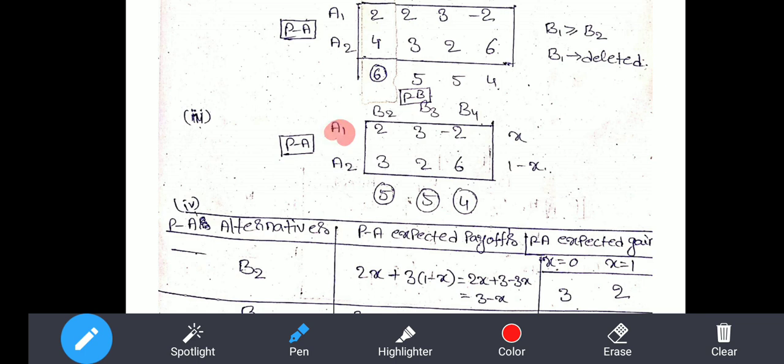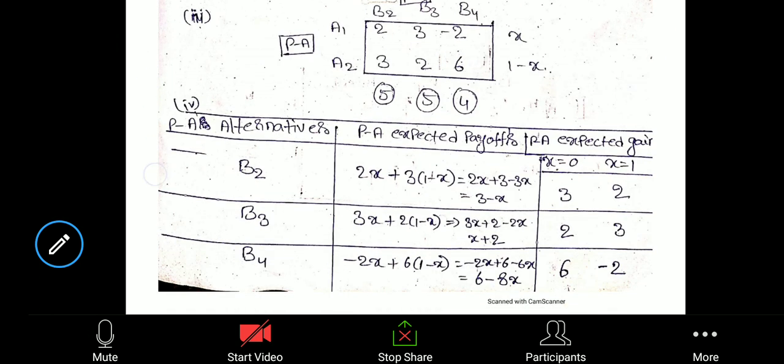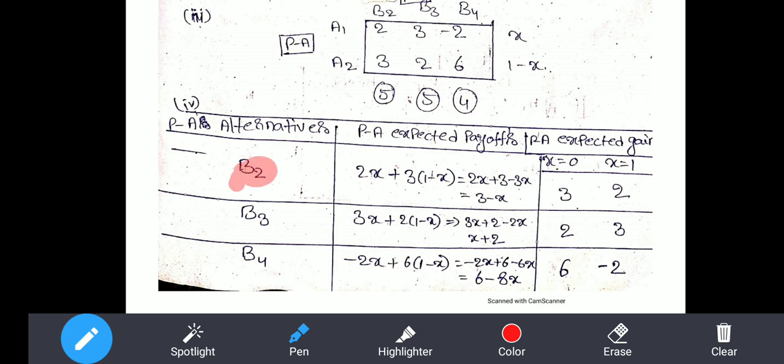Now you can multiply strategy a1 with x and strategy a2 with 1 minus x. That point was shown to you in the procedure. After multiplying, the b2 strategy will have 2 into x, 3 into 1 minus x. That was shown to you here. After simplifying, you get the equation 3 minus x. Related to b3 also, it is 3 into x, 2 into 1 minus x, and you get the equation like this. For b4, it is -2 into x, 6 into 1 minus x, and the simplified form is 6 minus 8x.